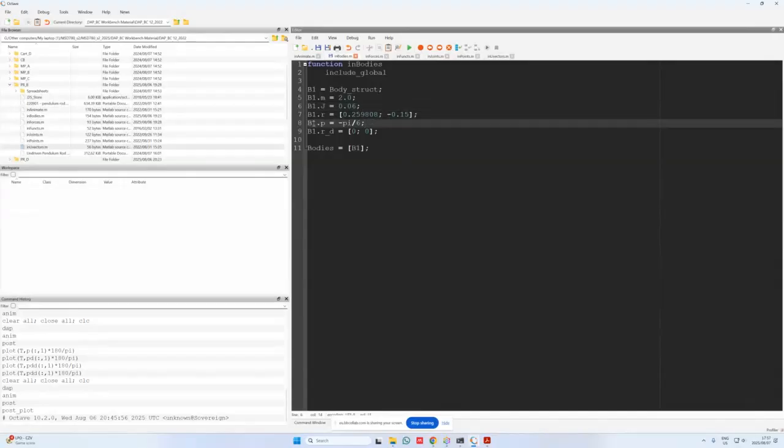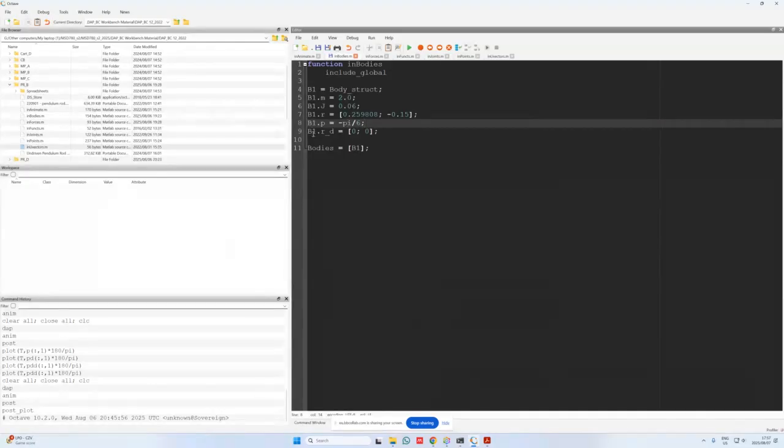Then I also have B1.p, so that is the initial orientation of body 1, or the pendulum rod. And this has to be given in radians. So where I had -30 degrees, if I relate this to radians, it's simply -pi/6. So I plug that in over here.